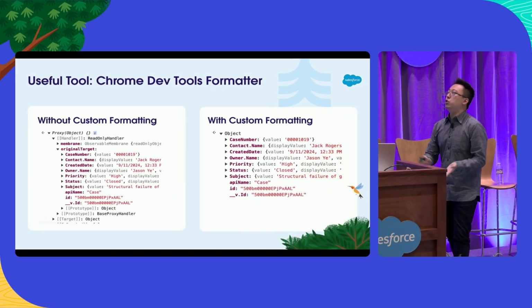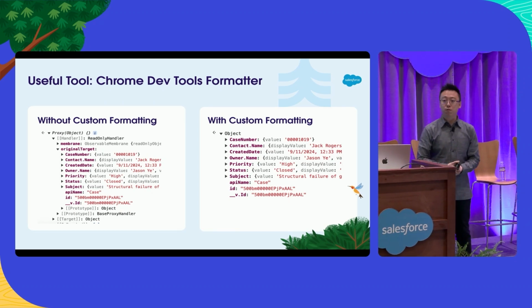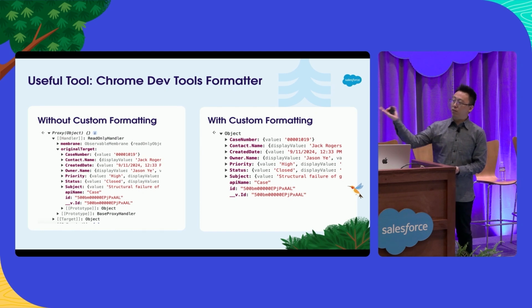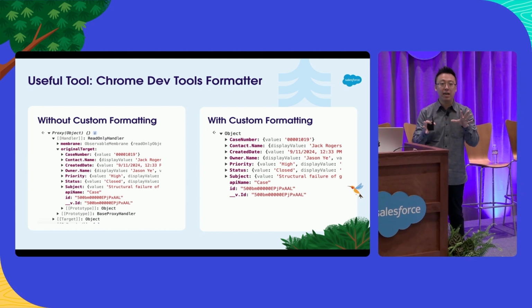Finally, we have a useful tool. I don't know if you know this, but Chrome DevTools also allows for custom formatters. I don't know if you've ever tried debugging objects in a Lightning experience and you end up with a proxy object and you're kind of like, what is this? And you have to unwrap it to even look at it.